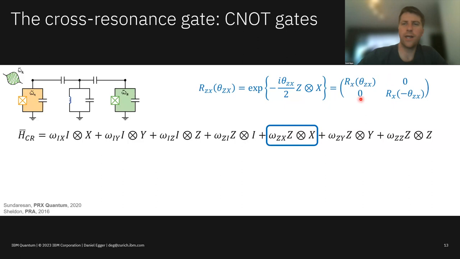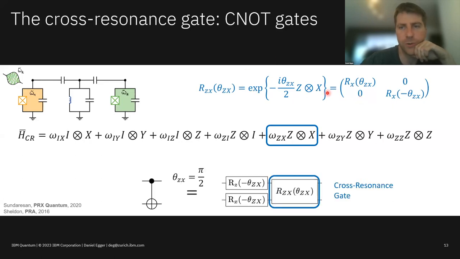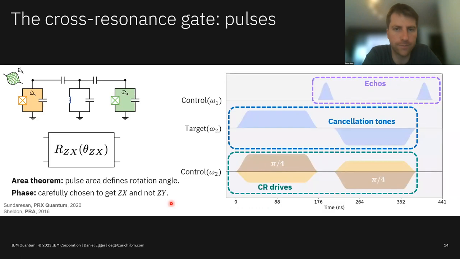So it's not quite a CNOT gate yet, but with a few single qubit operations, you can transform this ZX evolution into a CNOT gate. And this, for instance, can be done in this way. If I choose an angle here for this rotation of pi half, and I apply a couple of single qubit gates, then I can transform this cross resonance gate here into a CNOT, which when coupled with single qubit gates will form a universal set of gates.